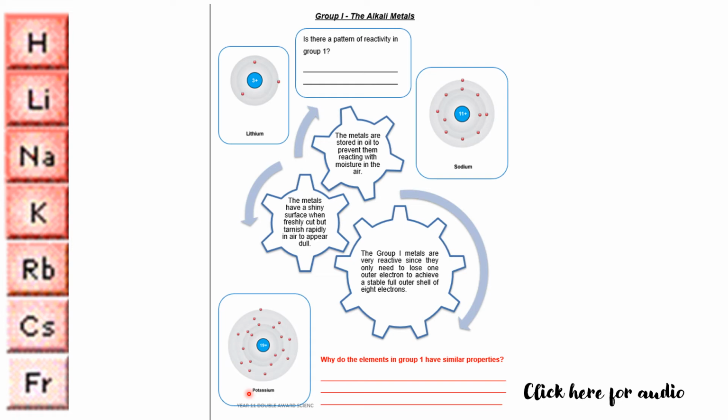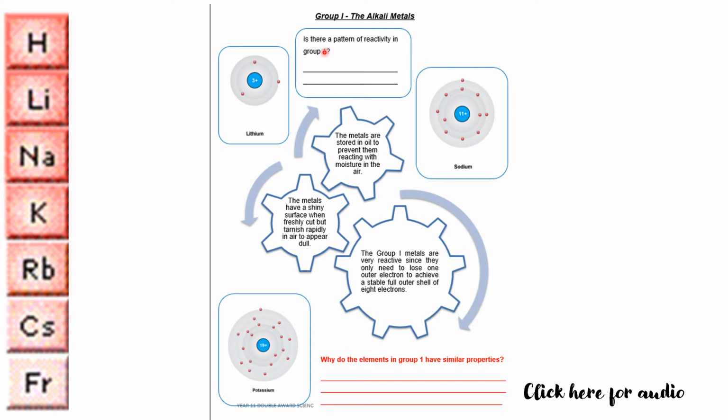So same as before, they all have one electron in their outer shell, but as we go down the group, we add a shell on. So we add more distance between the outer electron and the nucleus, and that will impact how they react. The more distance we add in, there will be a change in reactivity.